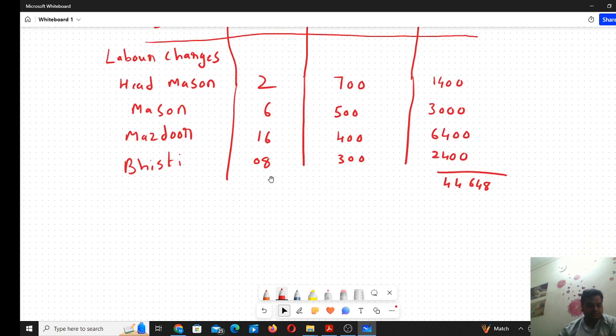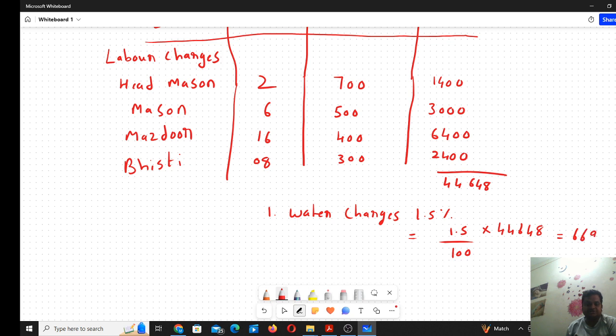Now to this, the last two charges that can be added are, first, the water charges. Water charges of 1.5% to 3% are considered, so I am considering 1.5%. So this is 1.5 upon 100 into 44,648 rupees. So this comes out to be 669.72.